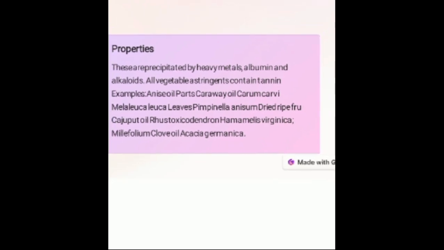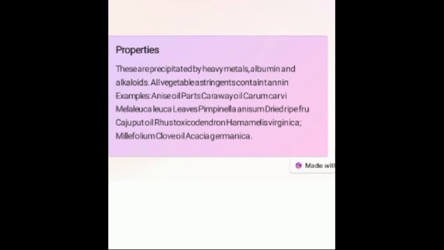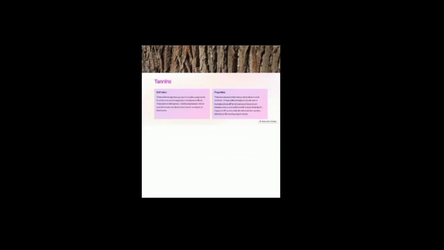Next we have the properties of the tannins. Tannins are precipitated by heavy metals, albumin and alkaloids. All vegetable tissues contain these tannins. Examples are catechu and Rhus toxicodendron. These are the external exudates. As we all know, tannins, resins and gums are the external exudates. The tannins are mainly present in the leaves and the bark of the plant.